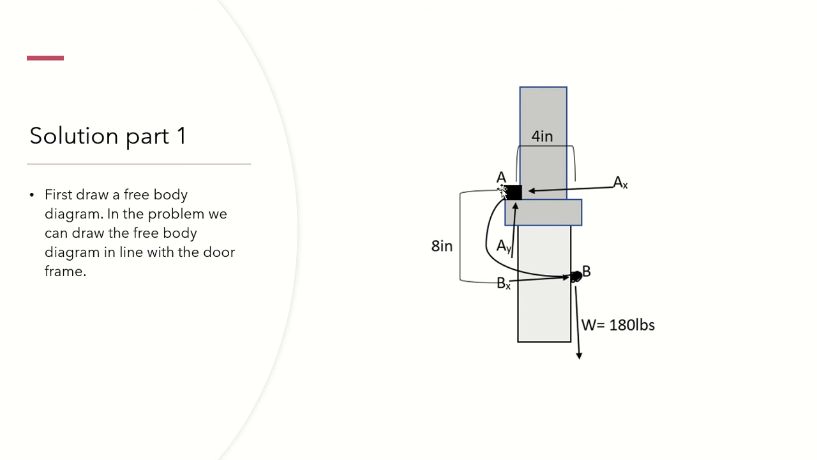At point A, that's your pin connection, so you're going to have forces in the x direction as well as in the y direction. And at point B, since this acts like a roller, you're going to have forces in the x direction only, but you're also going to have the weight, which is pulling down.